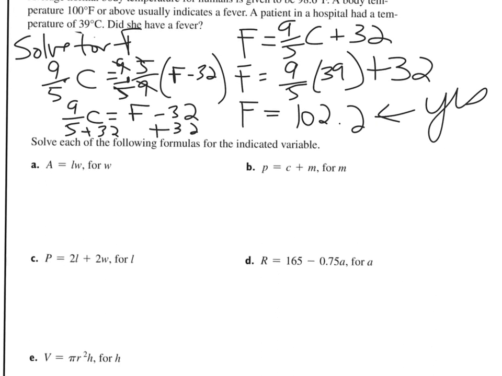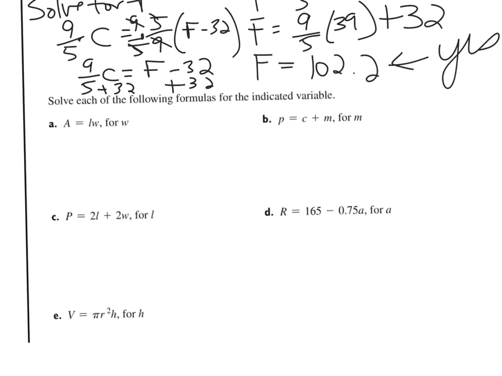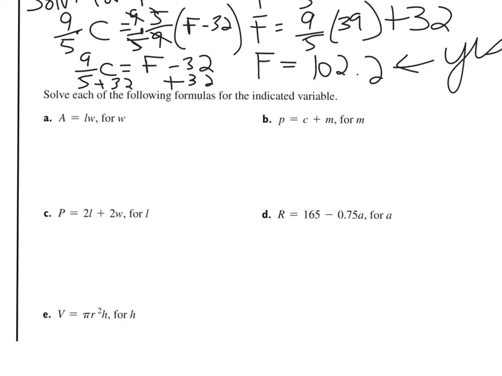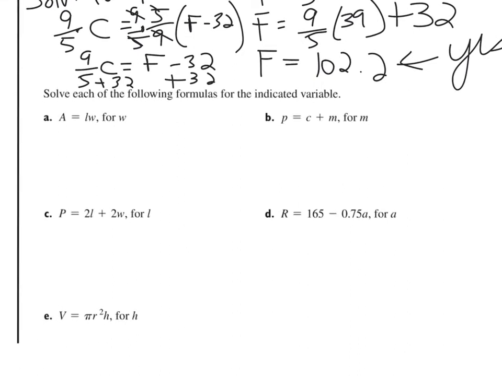Okay, perfect. So we are starting off with A equals LW. This is the area formula for a rectangle. They want us to solve this for W. That means we want to get W alone. W and L are being multiplied. So if I want to get rid of the L, I have to divide both sides by L. Now we have solved for W. W is equal to A over L.